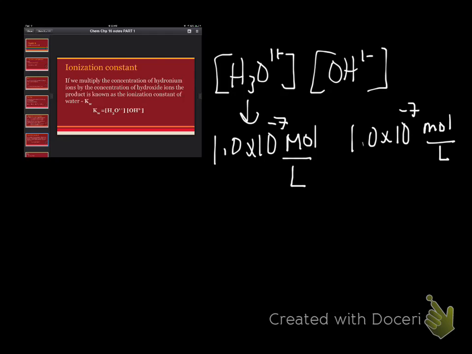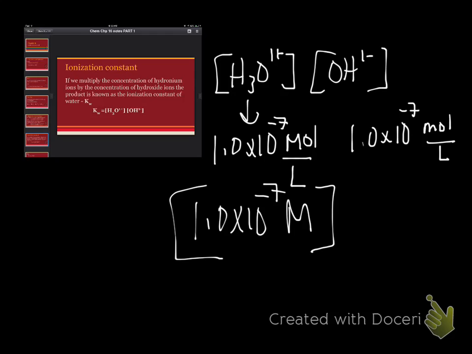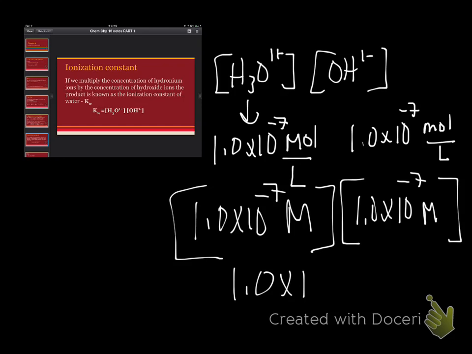In doing concentrations, 1 mole per liter is a what? Big M, molar solution. 1 mole per liter is a 1 molar solution. So what we're saying is that the concentration of hydronium ions is 1.0 times 10 to the negative 7th molar. Okay? And the concentration of hydroxide ions is 1.0 times 10 to the negative 7th molar. When we multiply those together, we get 1.0 times 10 to the negative 14th molar squared.